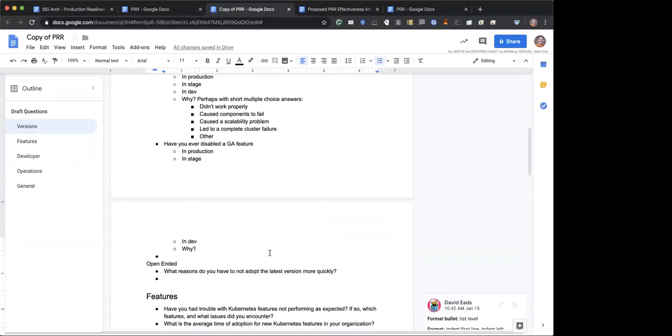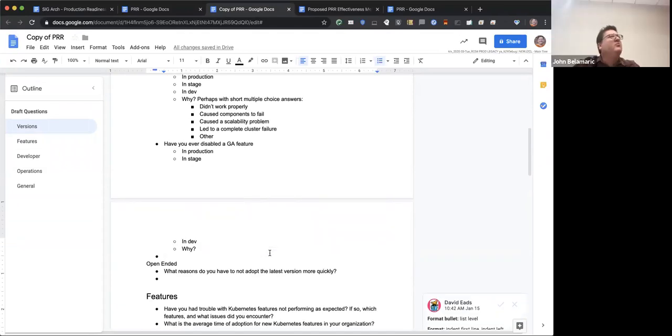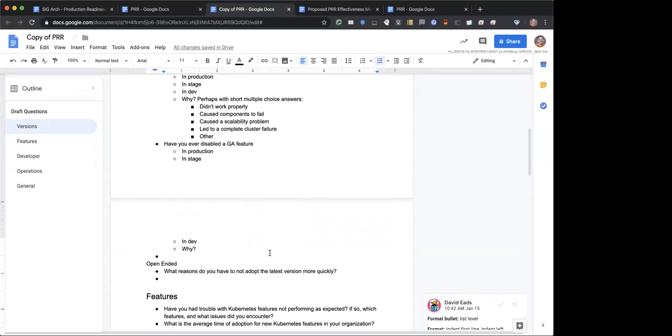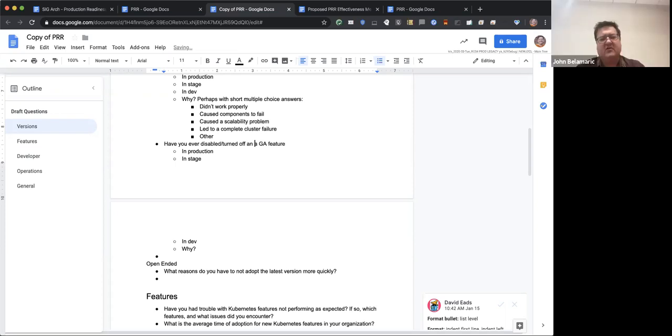Because when you say disabled, you mean more like not using an optional feature. Well, I tried to use it and it was so bad I turned it back off. Right. And I think people consider that disabled, right? Right. I'm just going to put that in for now. We can wordsmith a little bit later. Yeah.